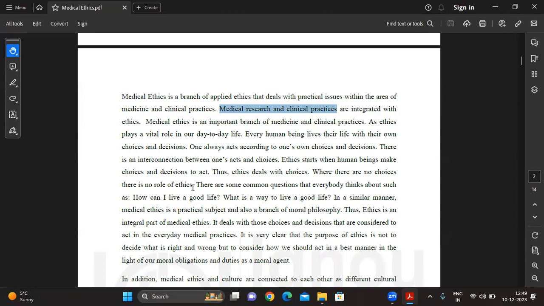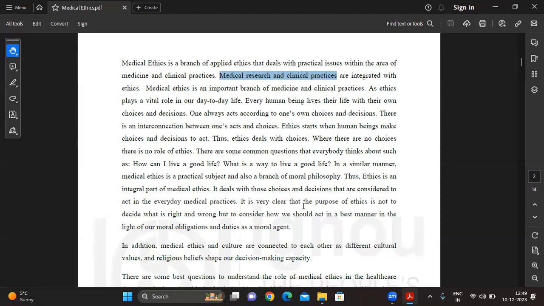Agar choices hi nahi hoti, let's say we had no choice and we had no free will, there would be no ethics. Because we are all free and we are constantly making choices, we are constantly making decisions. That's why we have ethics. So there are some common questions that everybody thinks about, such as how can I live a good life? What is a way to live a good life?